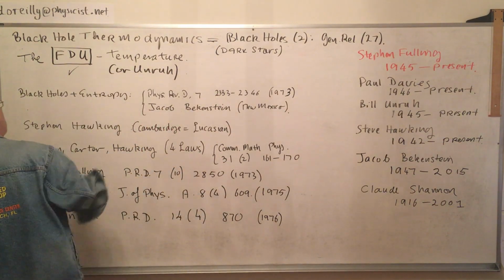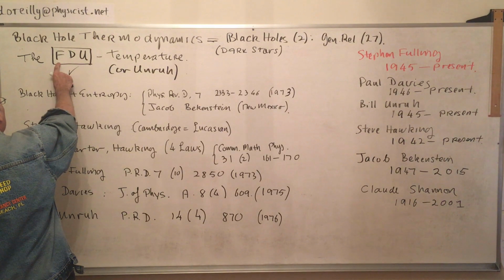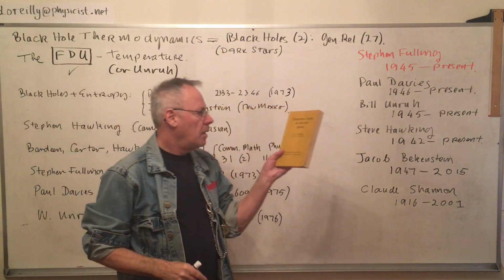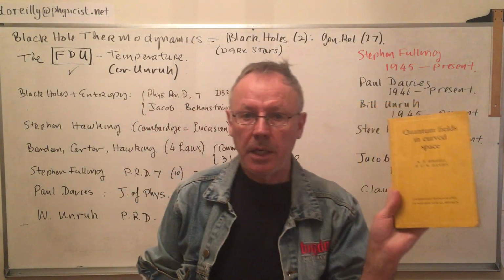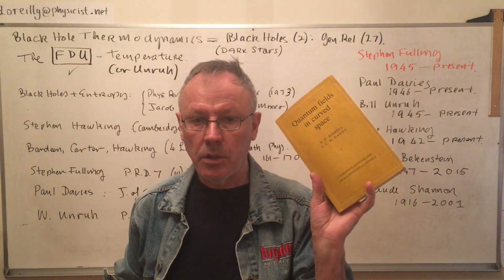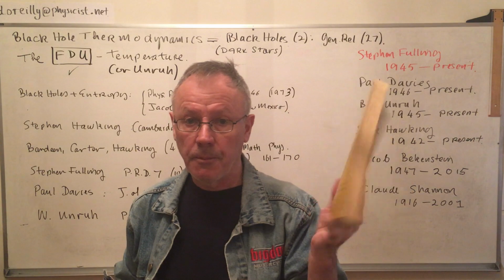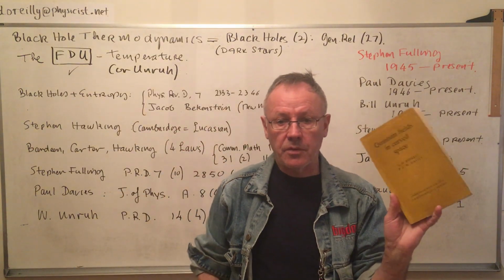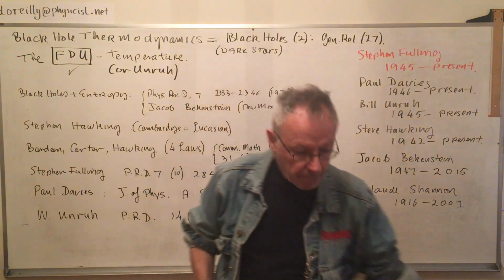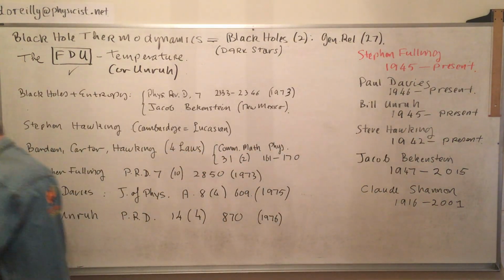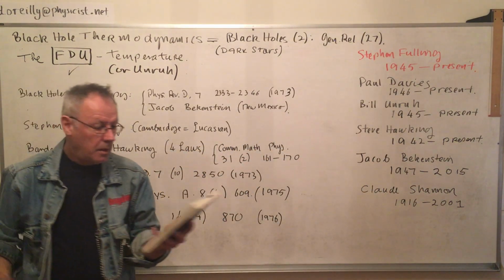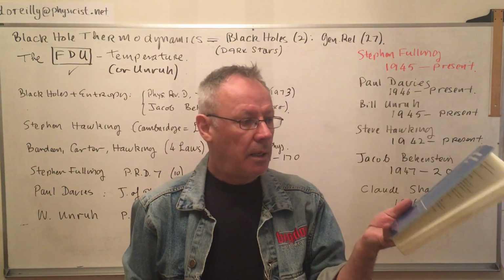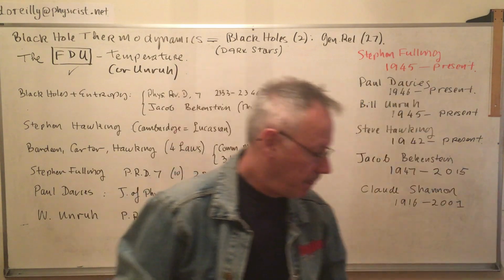Well, Fulling, Davies, and Unruh. Paul Davies, Quantum Fields on Curved Space. I have to confess I'm not a very good book reader, but I do refer to them. This is a great book for getting involved initially in the quantum fields of curved space. Stephen Fulling, same topic, slightly more technical. I kind of like this book.